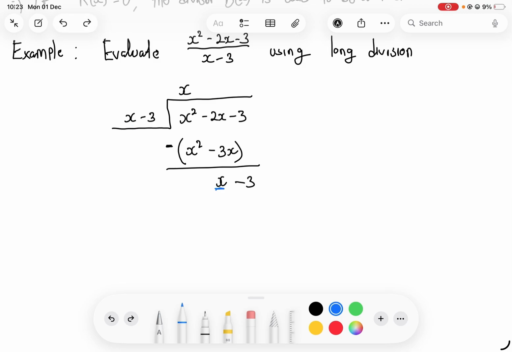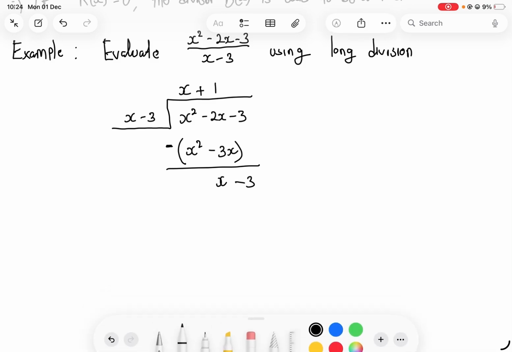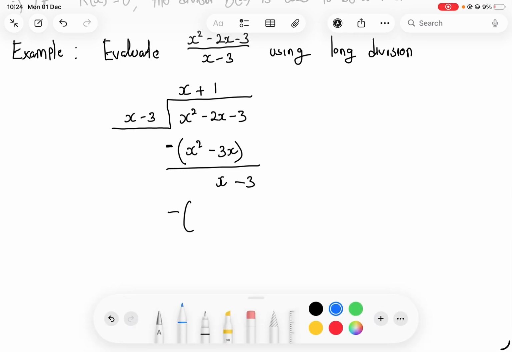So x divided by x, I'll have 1. Then same process again. Oh, I forgot to open the brackets again. So I have to say now, open the brackets, minus, then the brackets. So now, since I've achieved my answer for 1, I have to now say 1 times x, then 1 times minus 3. Then both these answers, I write them here. So I now have 1 times x, I'll have x, then 1 times minus 3, I'll have minus 3.